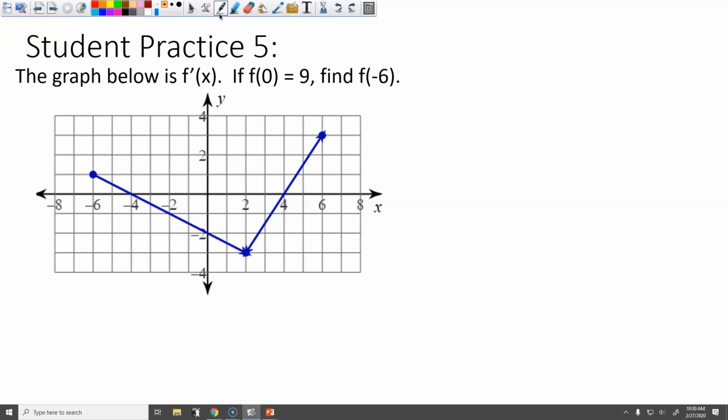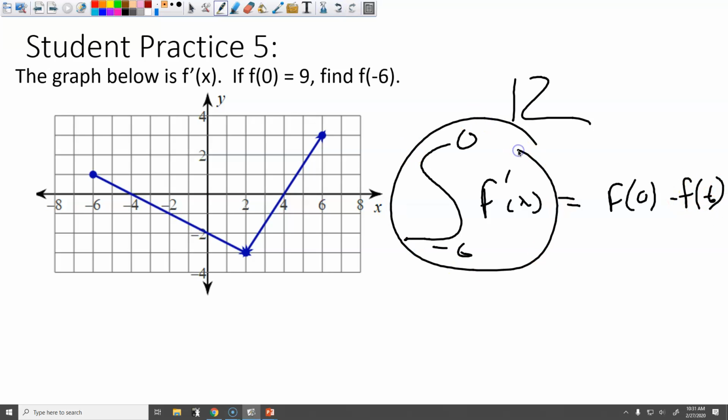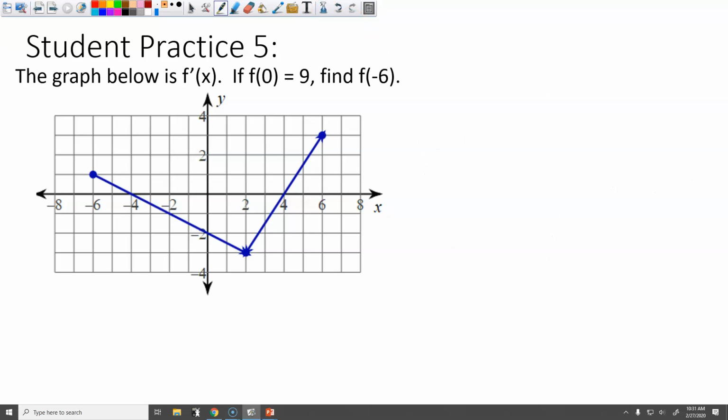All right, so answer should have been 12. Integral -6 to 0. Okay, so you find your area, you plug in what they give you for 9 and solve for f of 6, and you should end up with 12. Okay, so let's go ahead and move on to our last question for the day.